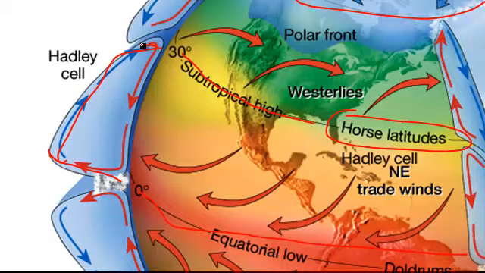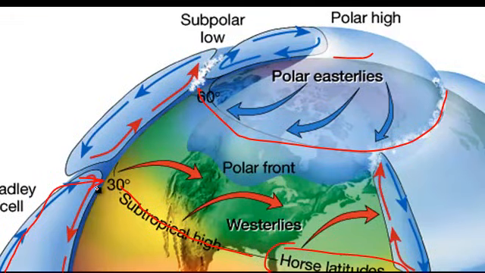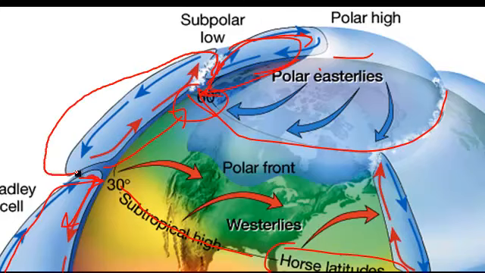At around 30 degrees, it subsides, and at 30 degrees it is divided into two parts. One moves toward the equator, second moves toward the poles. Similarly, at the poles, these are the cold areas, the wind moves toward the equator, and both these winds meet at a point which is the subpolar low pressure belt, and it rises upward. It again divides into two parts. One moves toward the pole, creating one loop. Second moves toward the equator, creating the second loop.